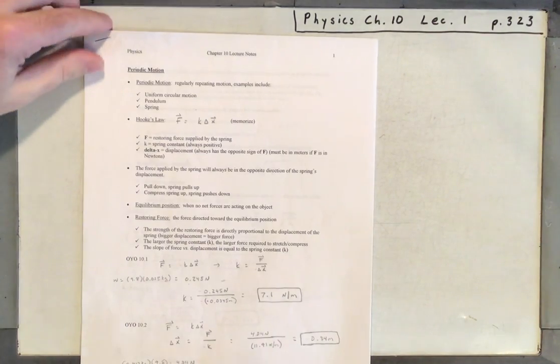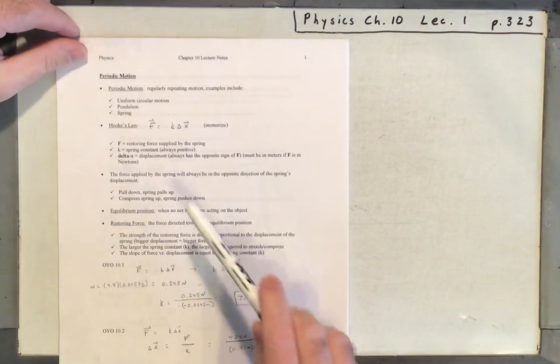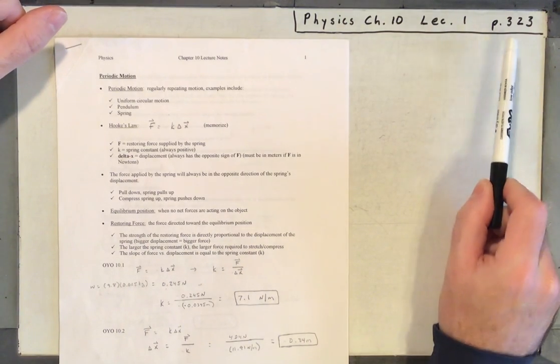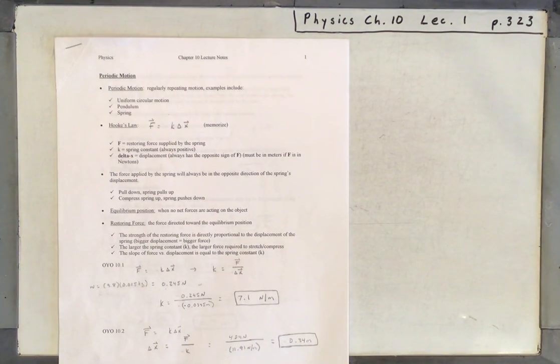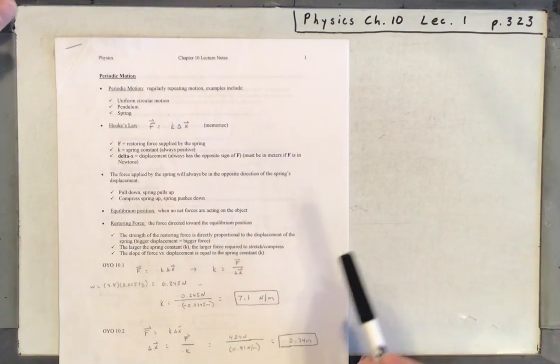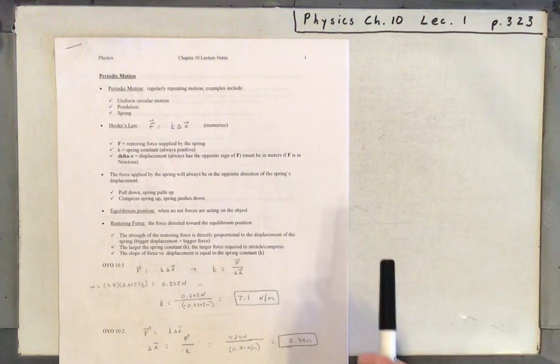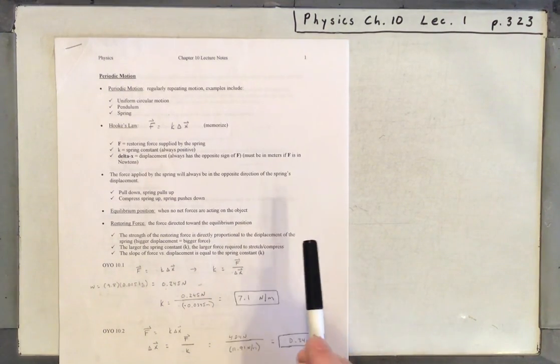You're going to need your note printout for this lecture and open your book to page 323. That's the first On Your Own problem you're going to work. So today's lecture is about springs, and that's most of this Chapter 10.